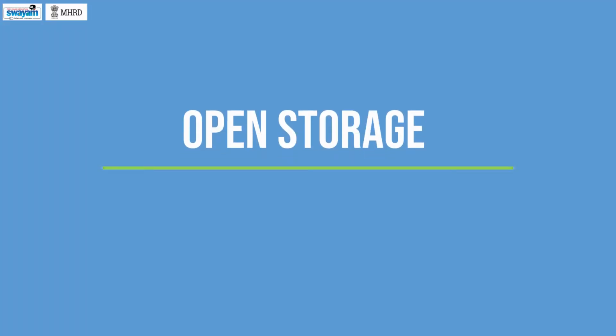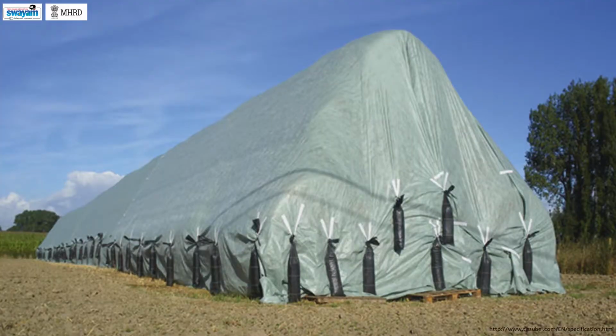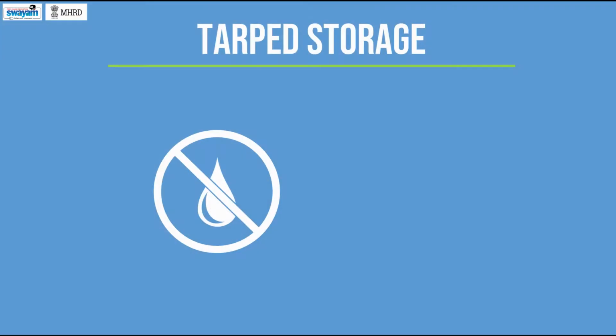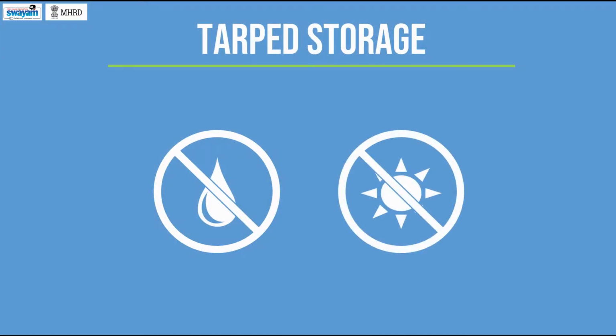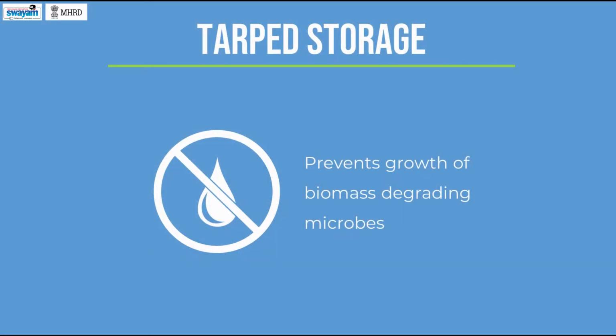Tarped storage. This method consists of covering the biomass feedstock with polyethylene fabric sheets. This prevents entering of water as well as prevents the direct hitting of sunlight into the feedstock. Avoiding the entering of water into the feedstock can prevent growth of biomass degrading microbes to some extent. Now, the degradation will be governed only by moisture content initially present in the biomass.